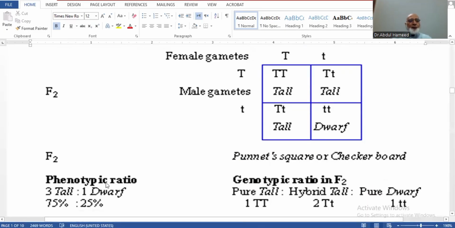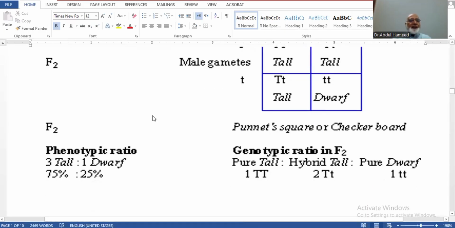So what was the phenotypic ratio in that case? In F2 cross, 3 tall, 1 dwarf, 75%, 25%. And genotypic ratio in F2: pure tall, 1 capital T capital T, and 2 hybrid, capital T, small t, and pure dwarf only 1, small t, small t.